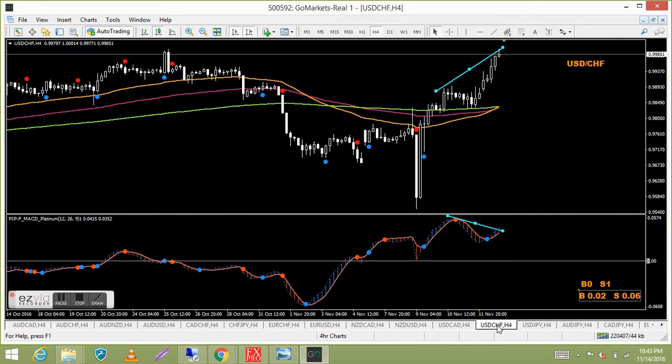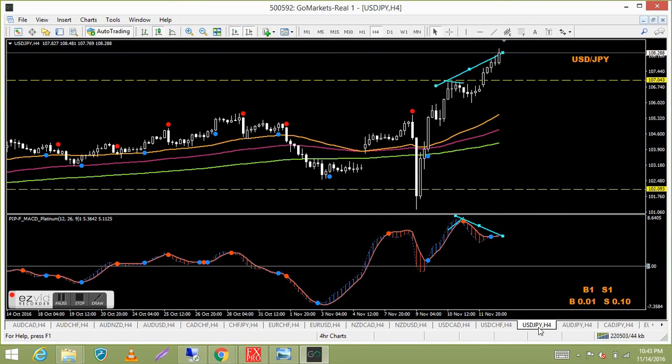USD, Swiss franc, a bit like the euro, got this big move down, big move up. Price is slowly heading up. I'm keeping an eye on this higher highs because the MACD is struggling to keep up with it. Still hasn't broke that previous high, which is here. So yeah, not sure what's happening here. Look at the MAs, it's all very tight, messy. But if I did get a sell signal, I'd be very tempted to take it.